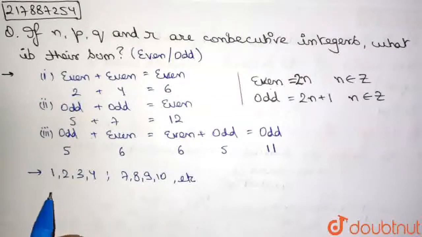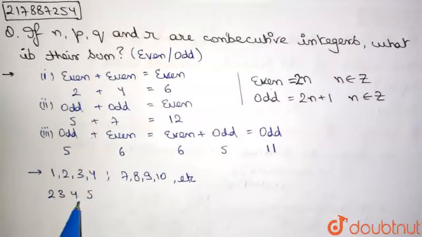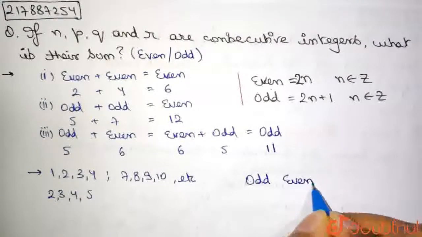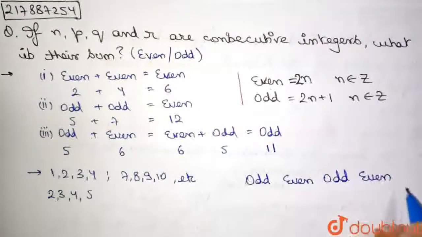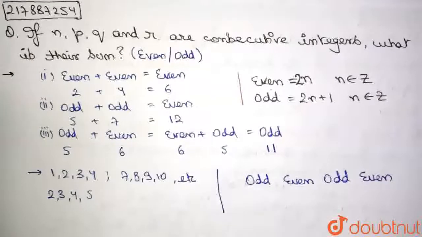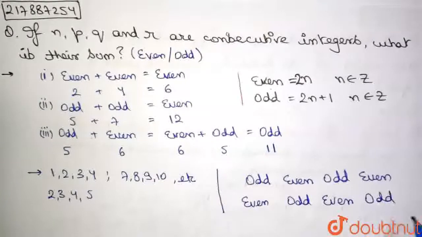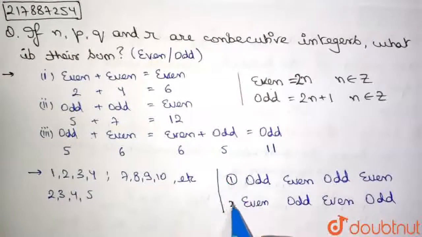But if I talk about 2, 3, 4 and 5, here 2 is even, 3 is odd, 4 is even and 5 is odd. That means there could be two different kinds of possibilities in which we can obtain four consecutive integers. And what are those? Odd, even, odd, even, or even, odd, even, odd. So this is the first possibility, this is the second possibility.